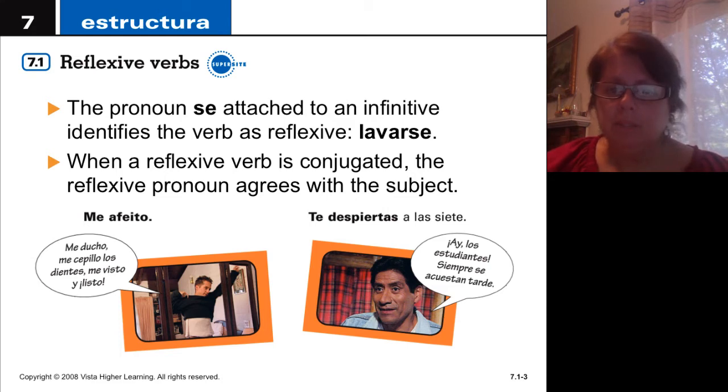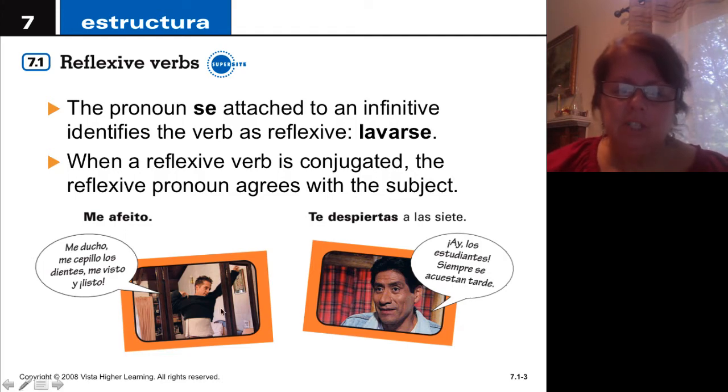When a reflexive verb is conjugated, the reflexive pronoun agrees with the subject, like you just wrote. Me afeito means I shave myself. Te despiertas a las 7, you wake up at 7 o'clock.